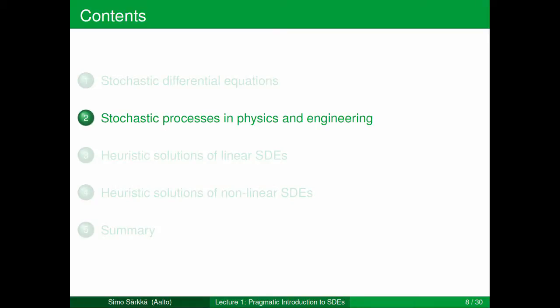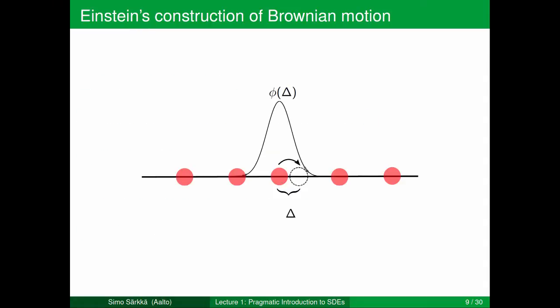Let's now take a look at some stochastic differential equation models that arise in physics and engineering. The first example is a problem studied by Einstein already in 1905. It's actually one of the first constructions of the Brownian motion in the mathematical sense.